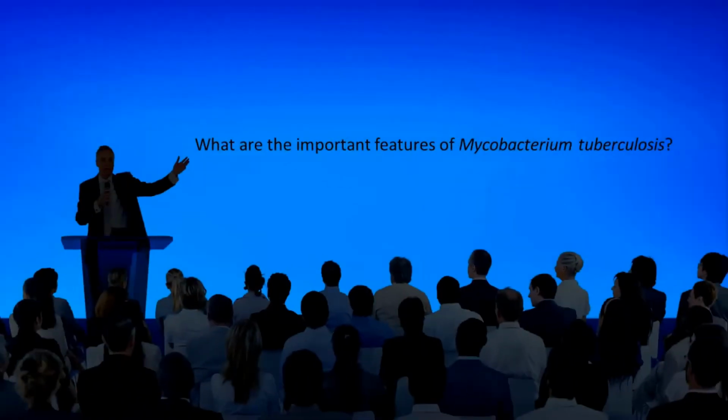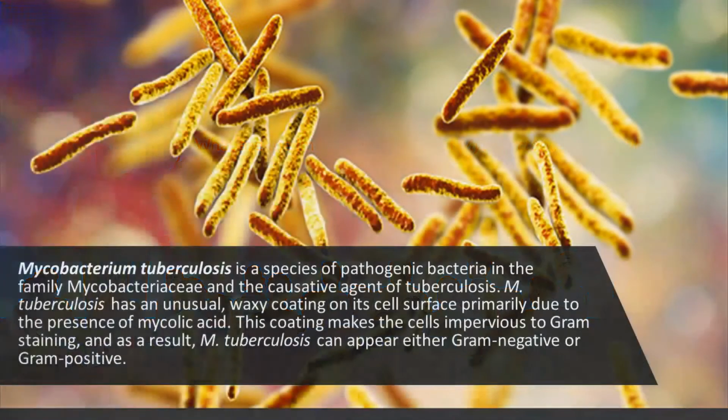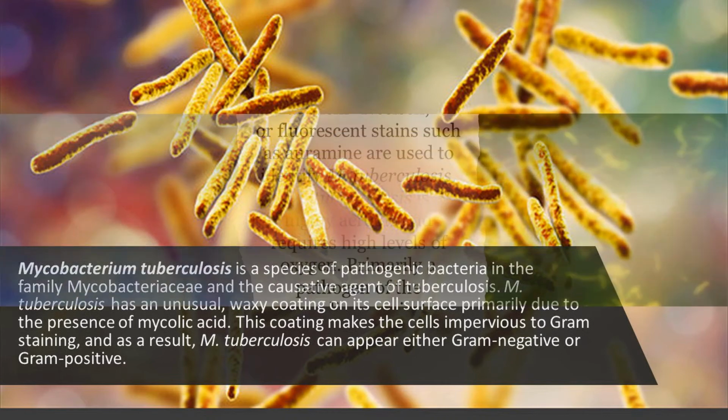What are the important features of Mycobacterium tuberculosis? Mycobacterium tuberculosis is a species of pathogenic bacteria in the family Mycobacteriaceae, and the causative agent of tuberculosis. M. tuberculosis has an unusual, waxy coating on its cell surface, primarily due to the presence of mycolic acid. This coating makes the cells impervious to gram staining, and as a result, M. tuberculosis can appear either gram-negative or gram-positive.